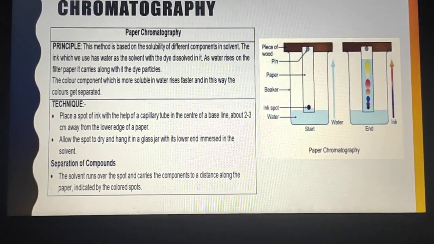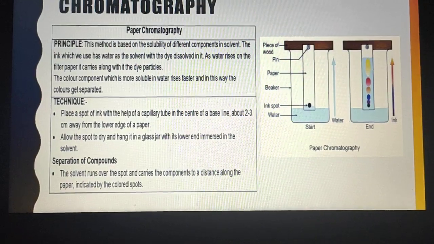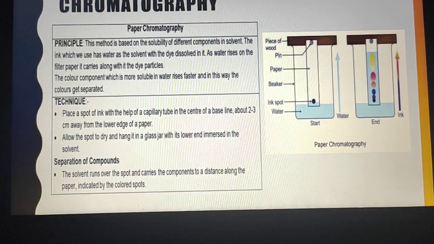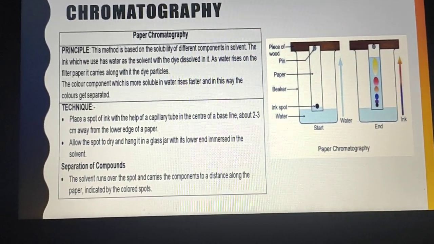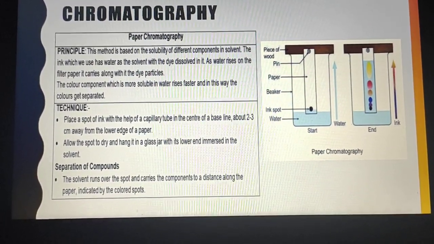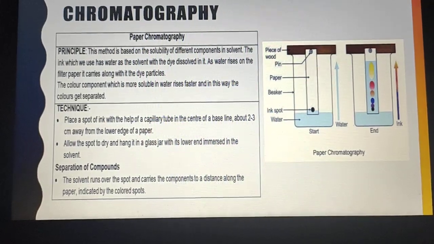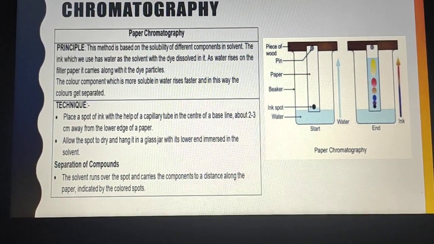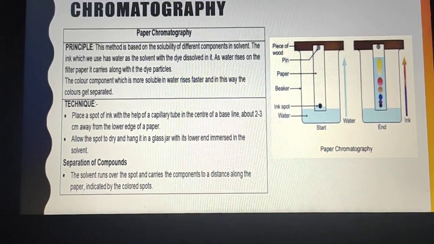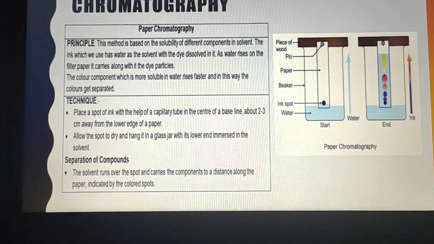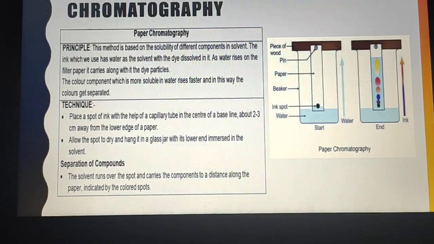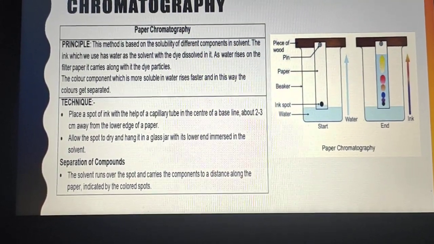So the principle is that this method is based on solubility, the ability to dissolve. This method is based on the solubility of different components in the solvent, that is, how many different components are present in the solvent. The ink which we use has water as the solvent with the dye dissolved in it. As water rises on the filter paper, it carries the dye particles along with it. The color component which is more soluble in water rises faster, and in this way the colors get separated.